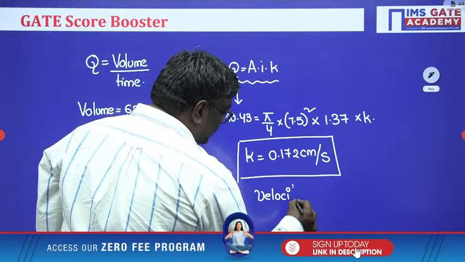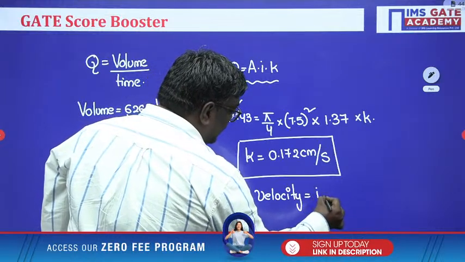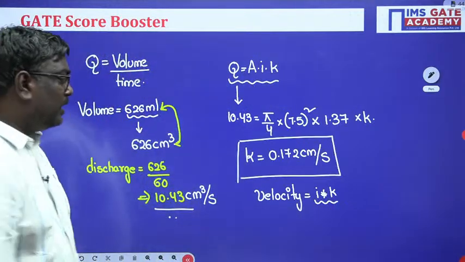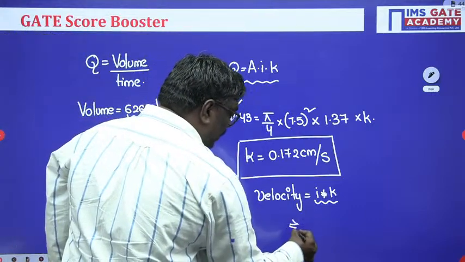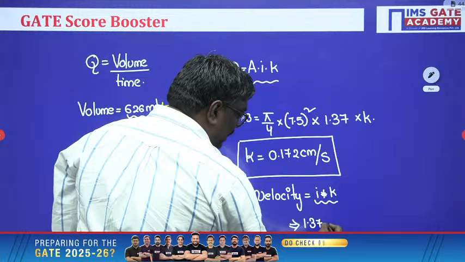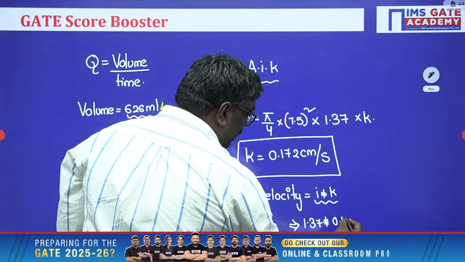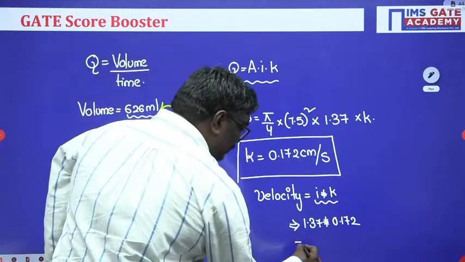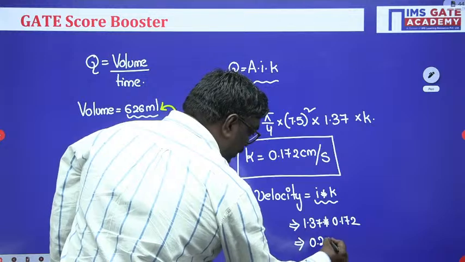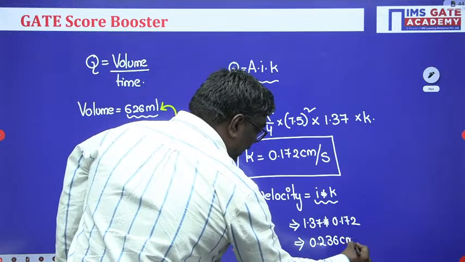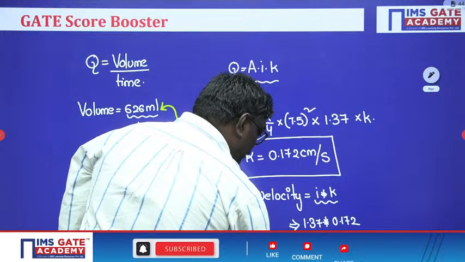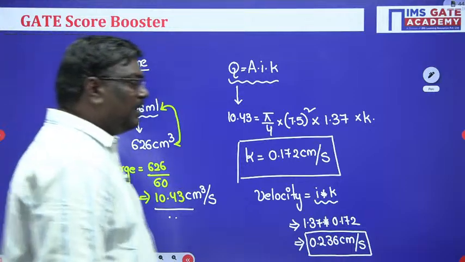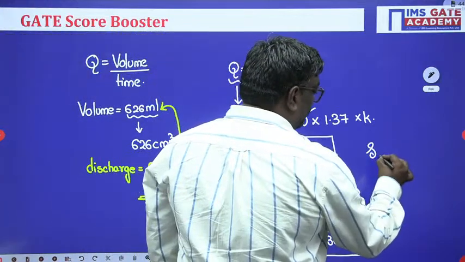So what is velocity? Velocity is nothing but i into k. Here i is 1.37 into k, which is 0.12. So the velocity here is equal to 0.236 centimeter per second. What is the velocity, sir? 0.236 centimeter per second.